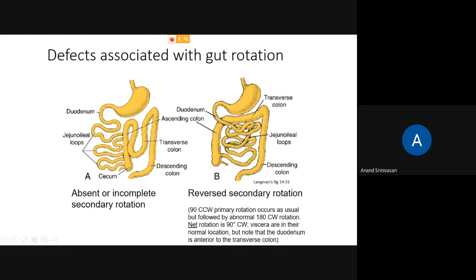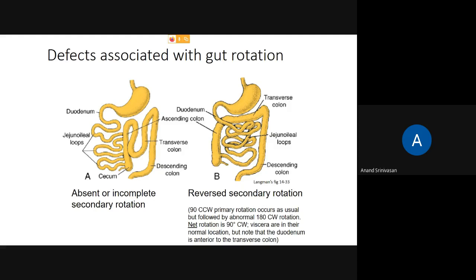Sometimes the duodenum might compress, because you know that the duodenum is a retroperitoneal structure, so it will be pulled towards the posterior abdominal wall, and when it is pulled towards the posterior abdominal wall, it can compress the large intestine, thereby leading on to intestinal obstruction. So this is with regard to abnormalities in the rotation of the gut.